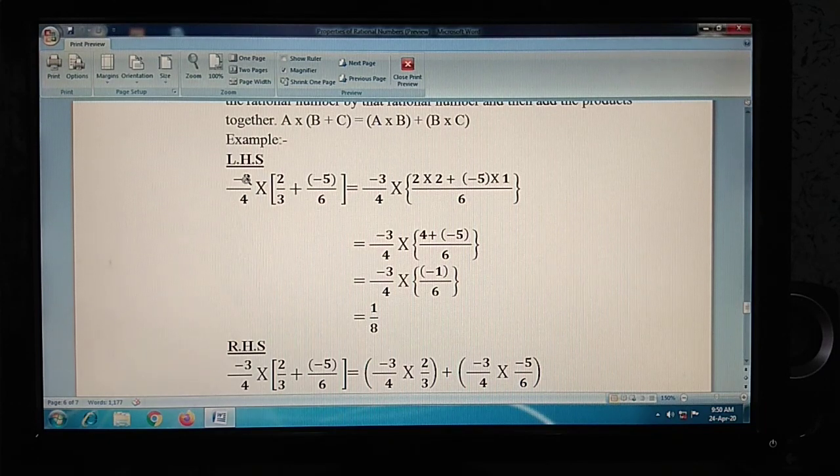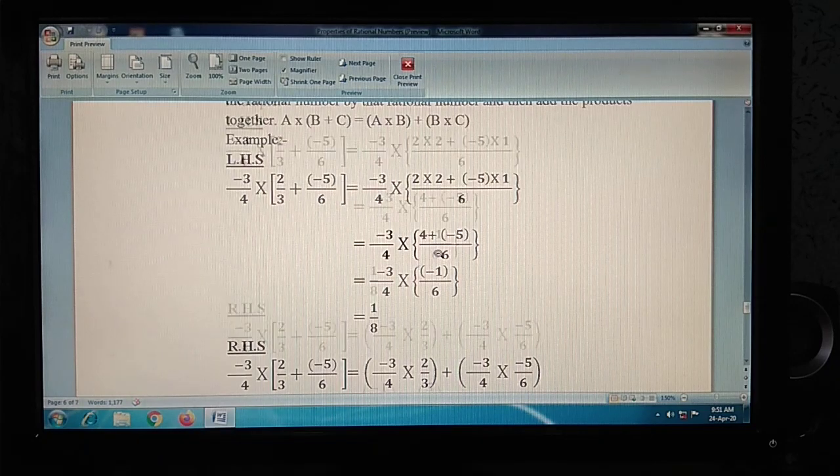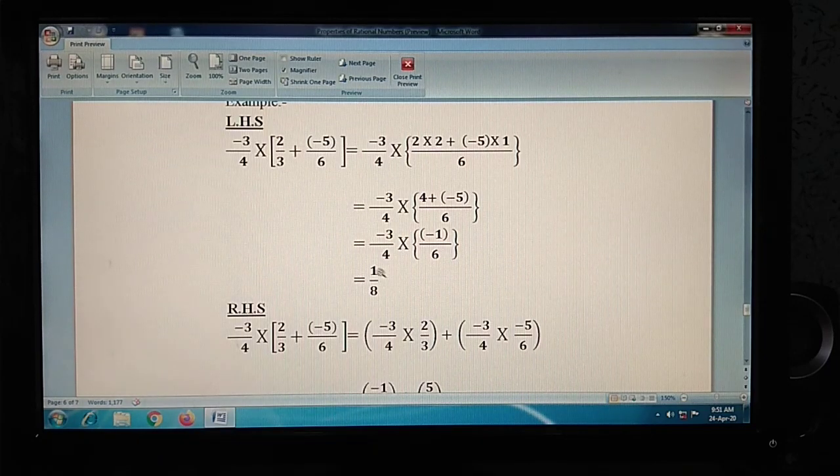In place of A, we have taken minus 3 by 4. In place of B, we have taken 2 by 3. And in place of C, we have taken minus 5 by 6. Now, if you see carefully, according to the BODMAS rule, first of all, we will take what is inside the bracket. So we will solve inside the bracket, taking the LCM, that is 6, and then doing the calculation. Then we will get the answer as 1 by 8.